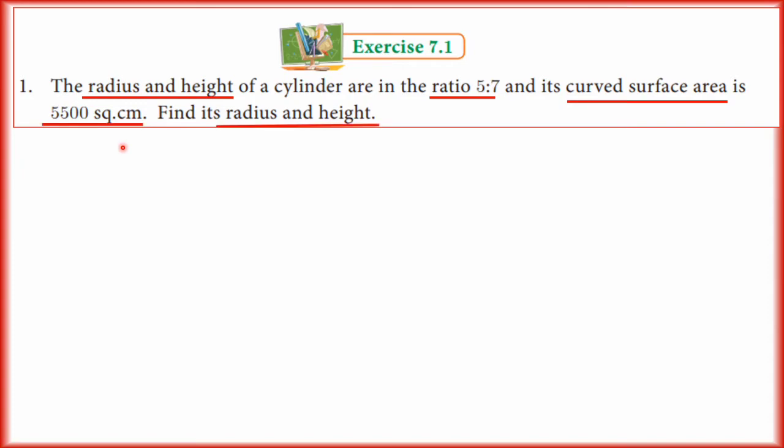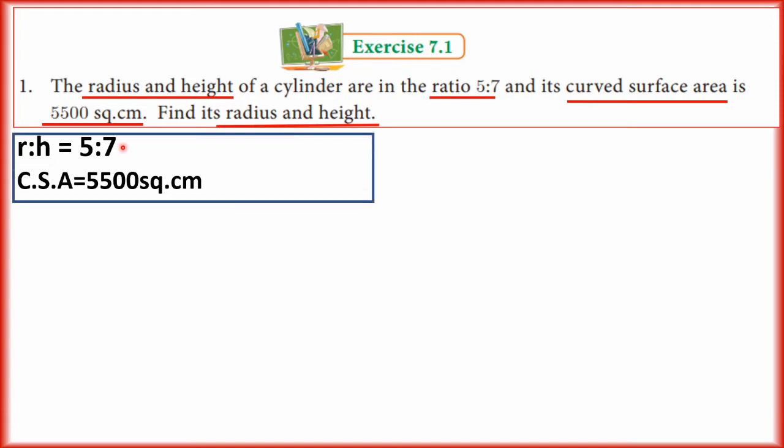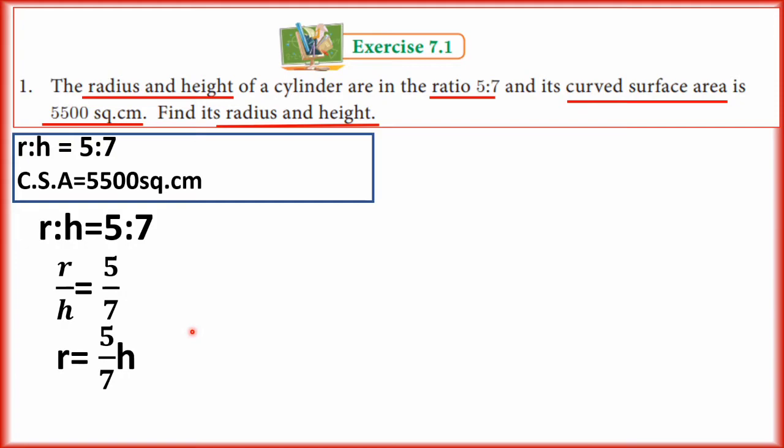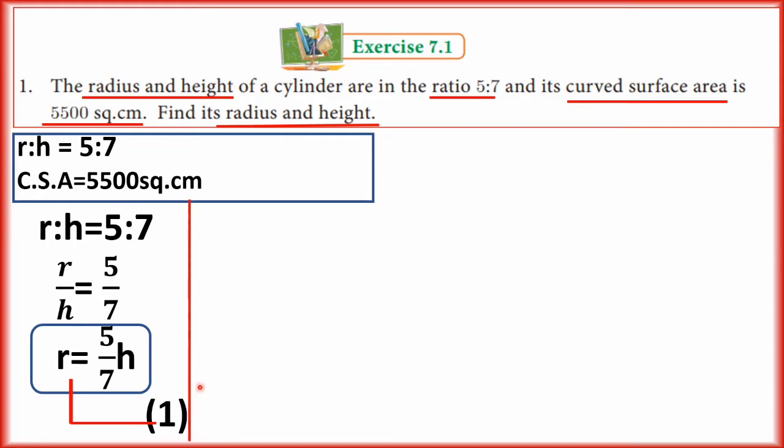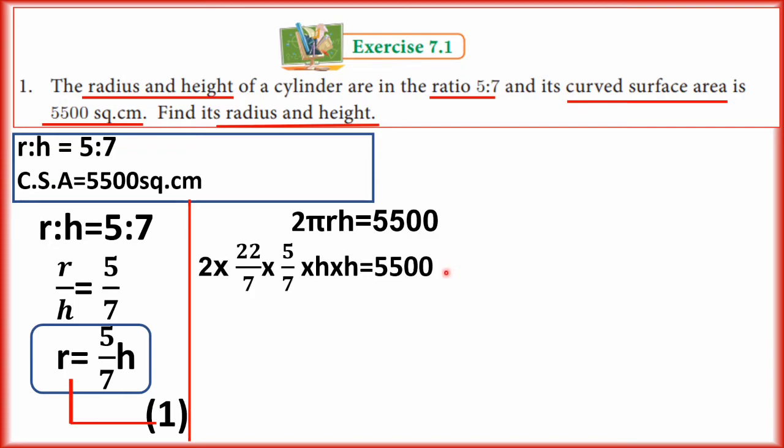Let us see. Here, R is to H is equal to 5:7, CSA equal to 5500 square centimeter. We write this ratio as a fraction, R by H is equal to 5/7. Take this H to the right hand side, R equal to 5/7 into H. Take this as equation number 1. Next, 2 pi r h equal to 5500. Substitute the values, 2 into 22/7.